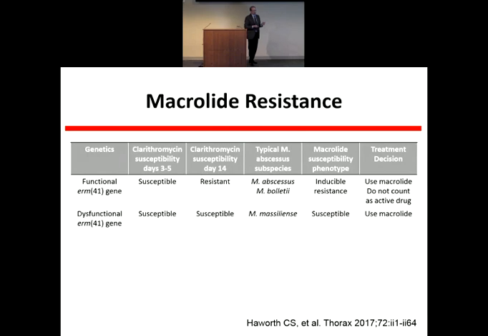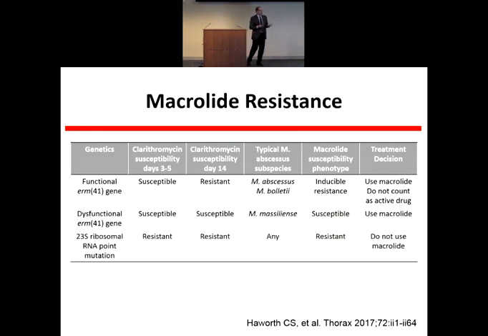Now, there are some organisms that have a dysfunctional erm gene. The gene is there, but it's truncated, and it's non-functional. So then you do the 3-day incubation. It says susceptible. And because it's not functioning, it doesn't induce resistance. So at day 14, it's still susceptible. And you're like, yes, that's what I was hoping for, because that's a susceptible strain. You can use the macrolide, and I'm going to show you it's going to work.